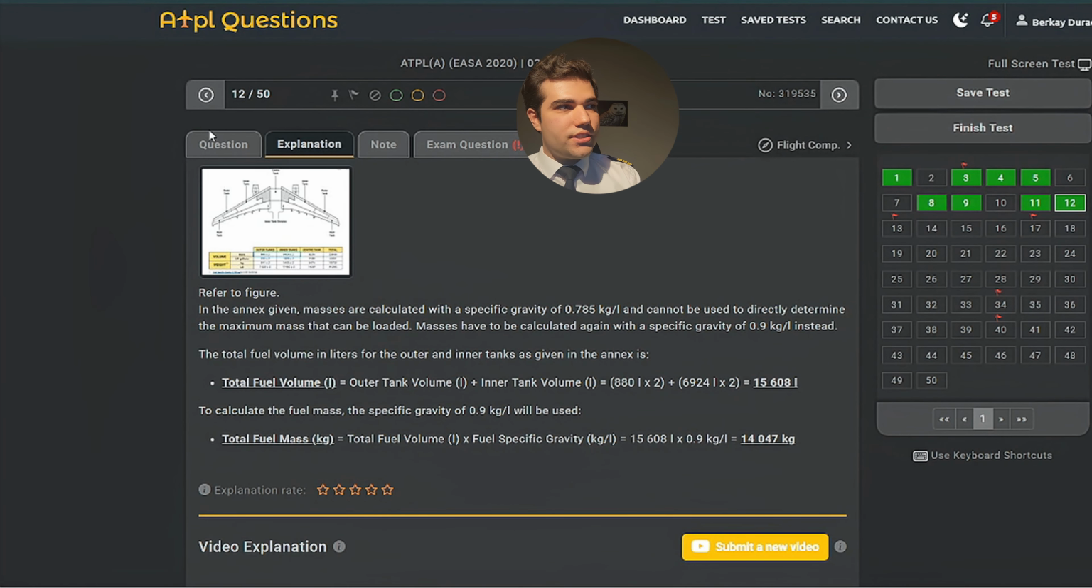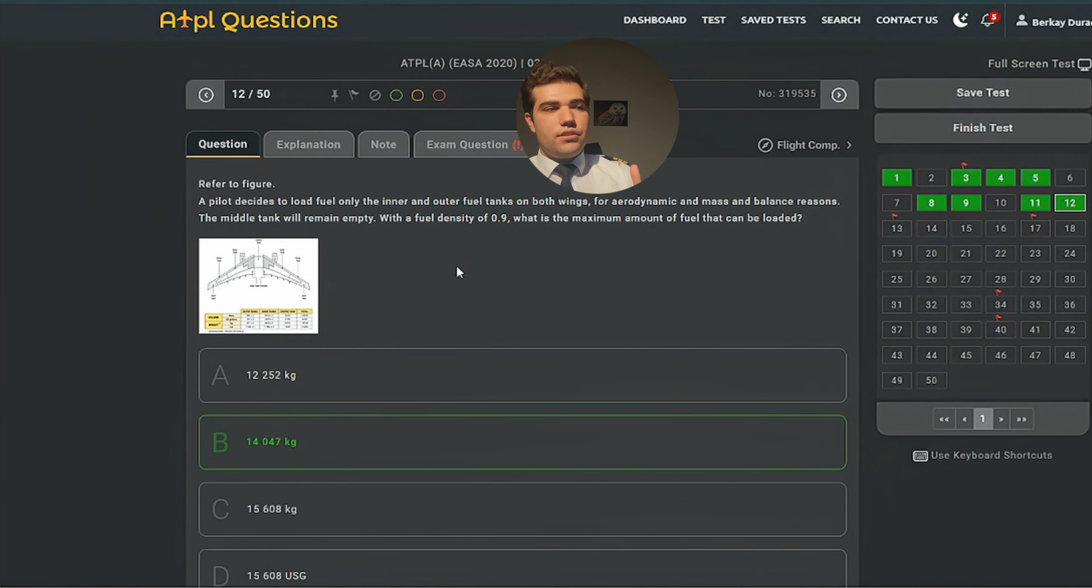But on some questions, as I said, they also give it with that specific fuel gravity, so you don't have to do any calculations, just read it and give the answer.